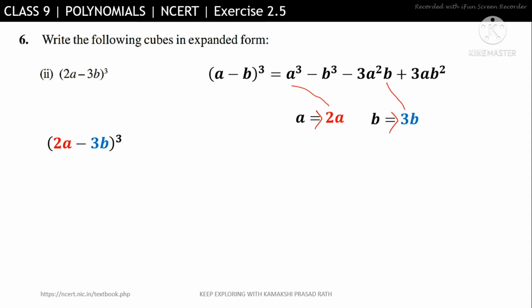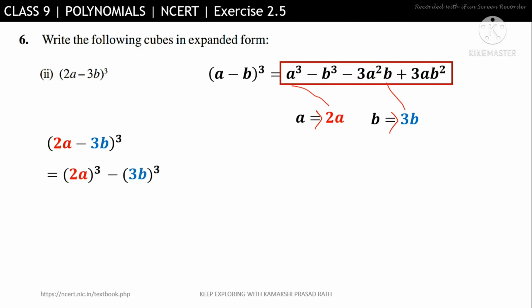So let's start. Again, I will write the values, but I will read the identity. For us, a is 2a and b is 3b. So to start, we'll use this identity now. a cube minus b cube minus 3a squared b plus 3ab squared.